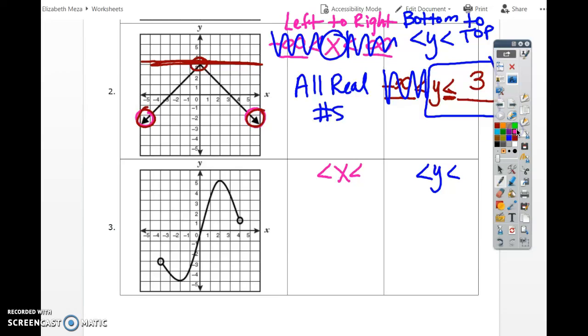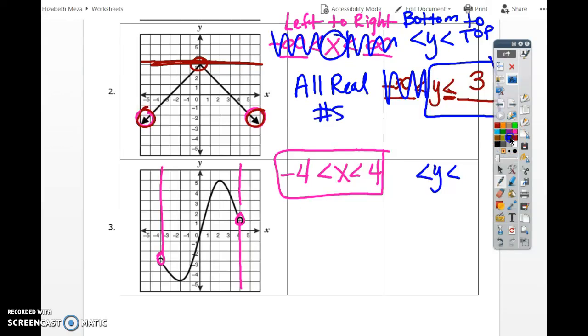Problem number 3, I don't see any infinities. There's no arrows. There's open circles. And there's solid lines, so I know that they're going to stop. What is the leftmost point for number 3? -4, and it's an open circle, so it does not have a line underneath. What is the rightmost point? +4, again, it's an open circle, so it does not equal, you do not put a line underneath. This is the domain for number 3.